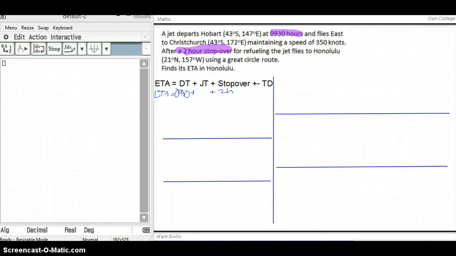So what we're going to be having a look at is our starting point, which is Hobart here, and our finishing point, which is Honolulu here. Those are the ones I'm going to be interested in now for the time zones. I want to work out what the time difference is between those two places. So the first thing I'm going to draw is a flat map. So if we just say, well, this is going to be our time difference working out.